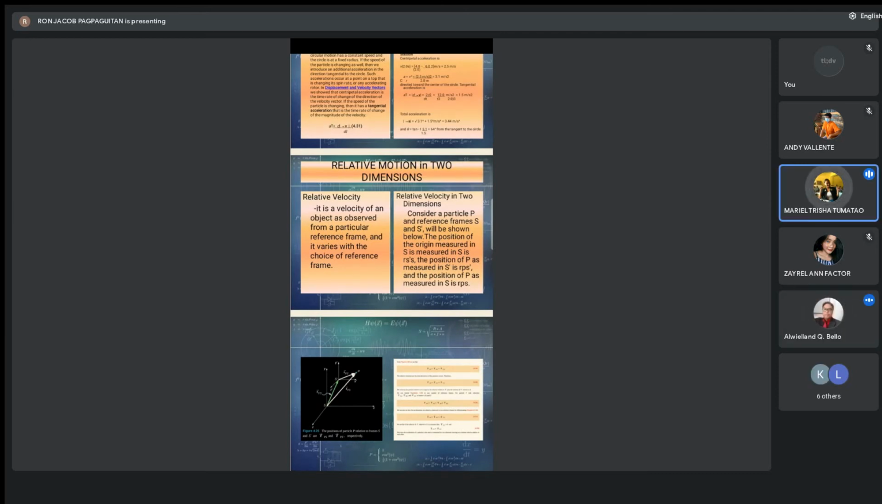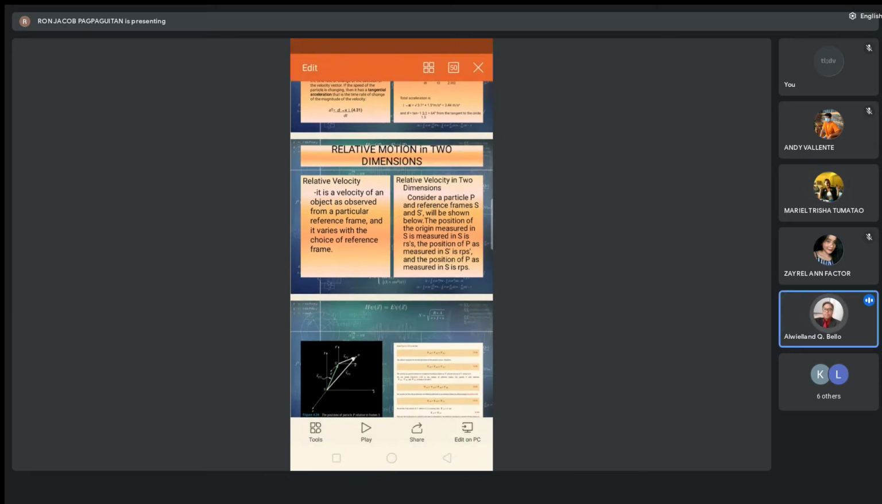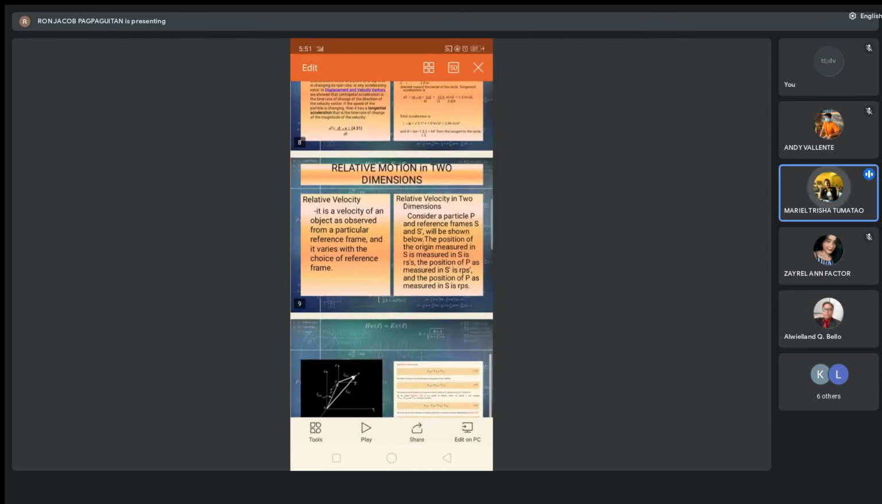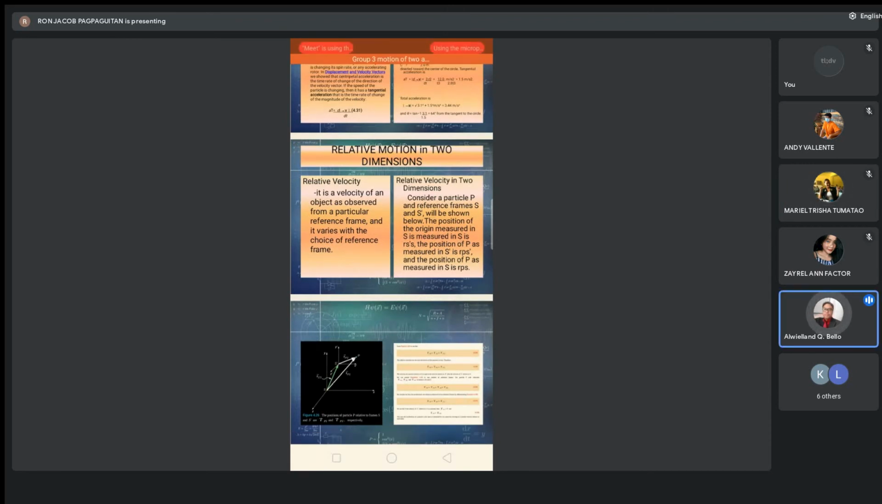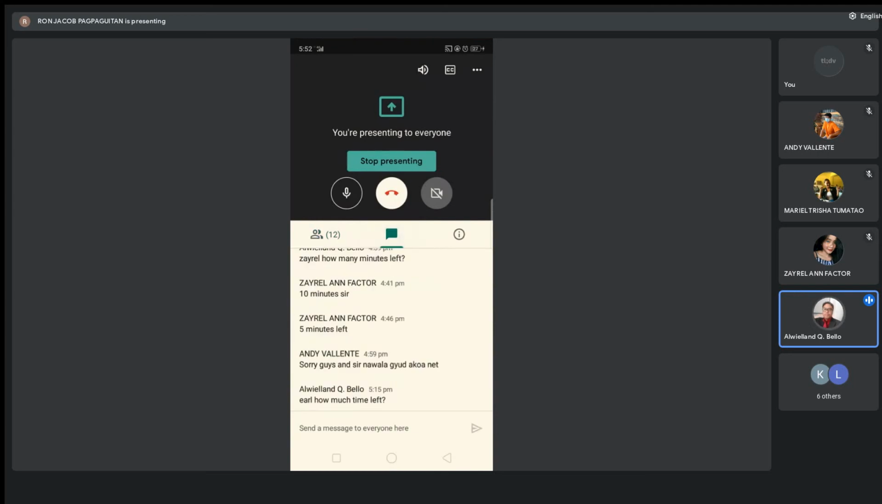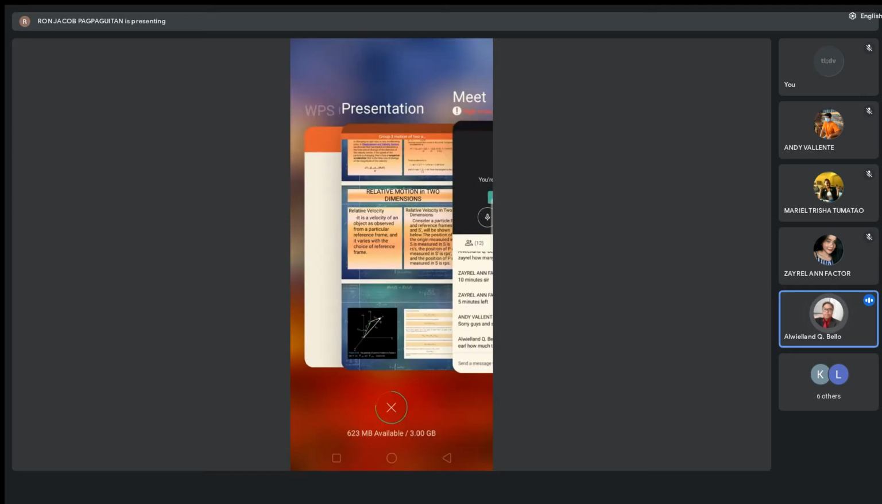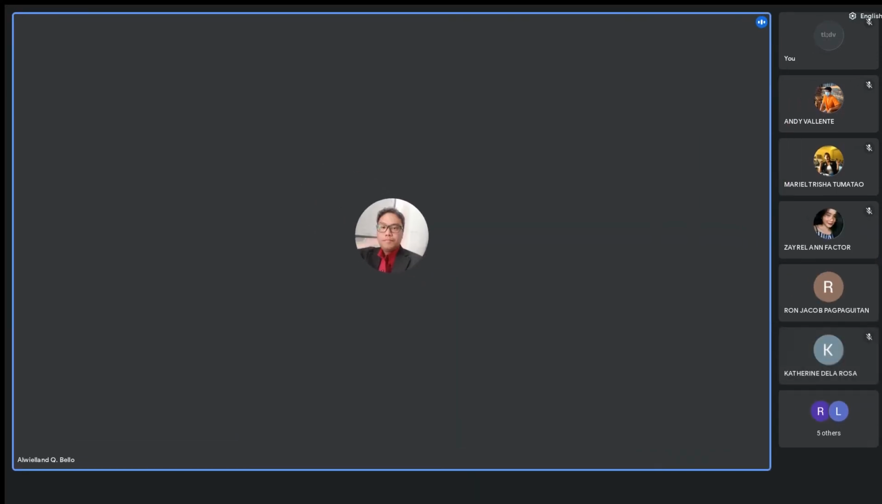Okay, Mariel, yes, sir. Is that all of your concept on relative motion? No, sir. Anyway, everything you have discussed is in the slides, so I think it will suffice. So, group 3, congratulations for this very technical discussion. The concepts were difficult, but you discussed them well. Okay. Congratulations, group 3. Thank you, sir. Make sure you copy it to the drive so that anytime we can review your copy.